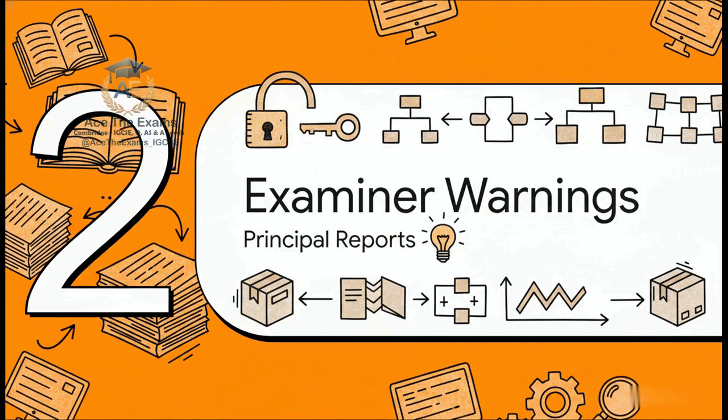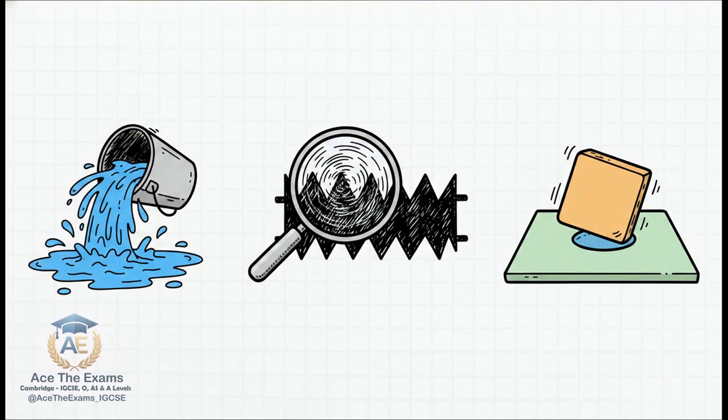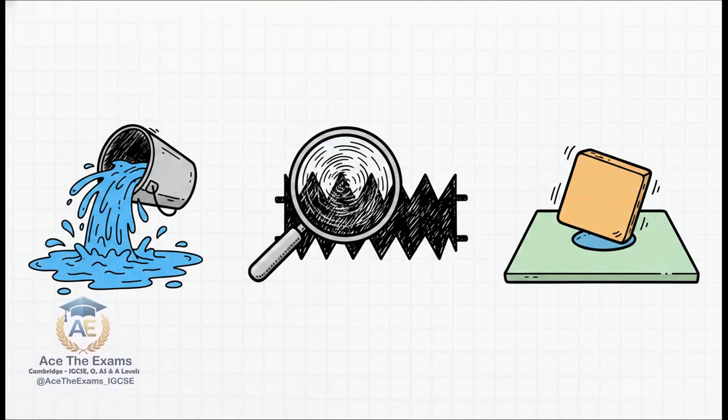So let's explore what the examiners are desperately begging you to stop doing when it comes to compression and algorithmic problem solving. Here are the top 3 most catastrophic mistakes highlighted by the examiners themselves. Number 1, students completely forget to check overflow and edge cases in compression algorithms. Think about it.